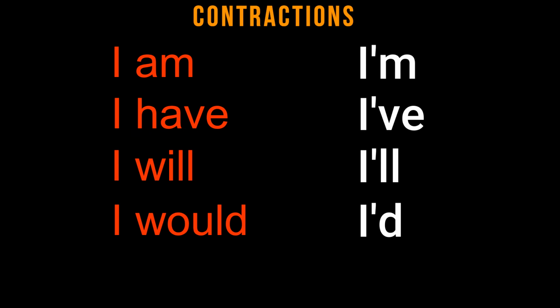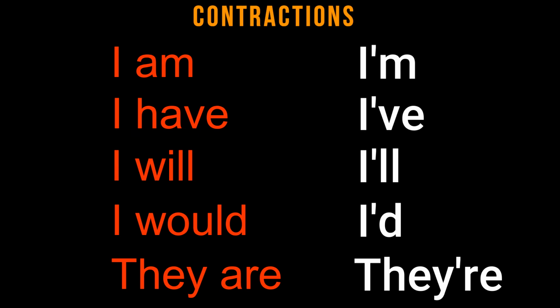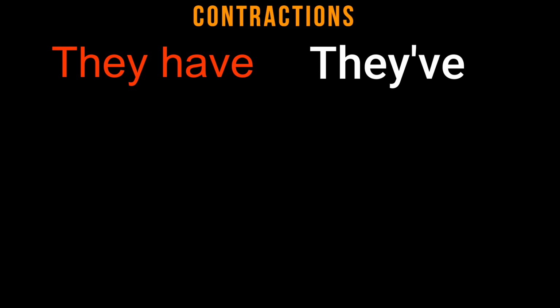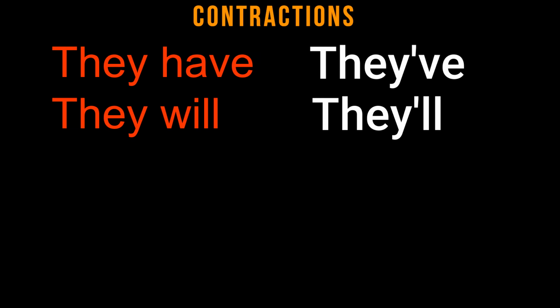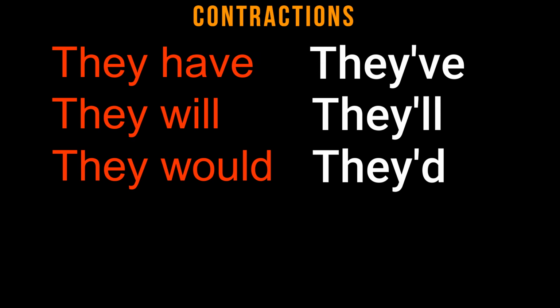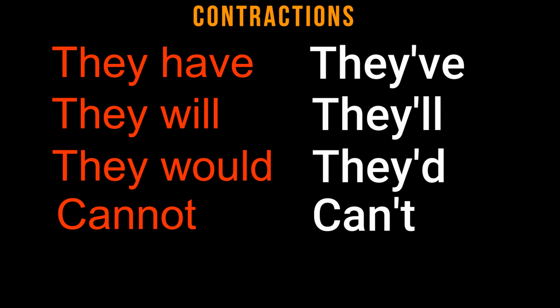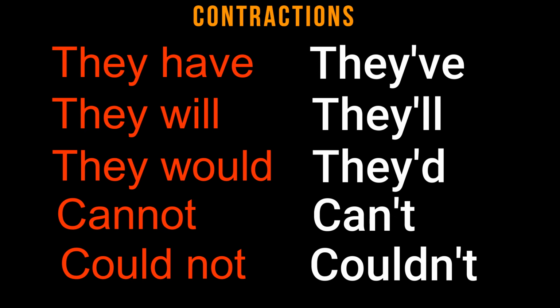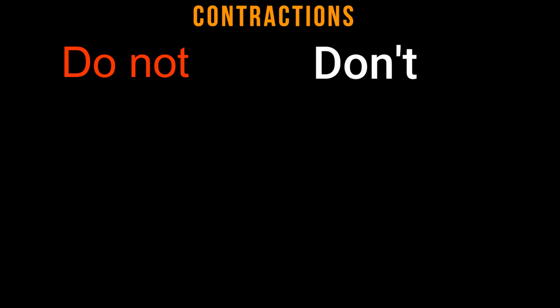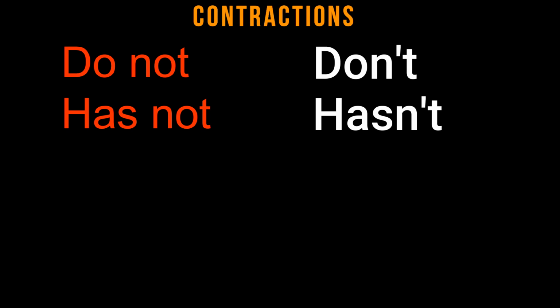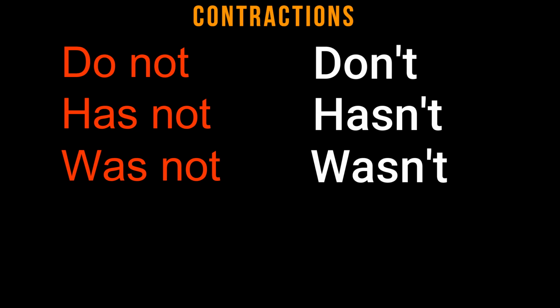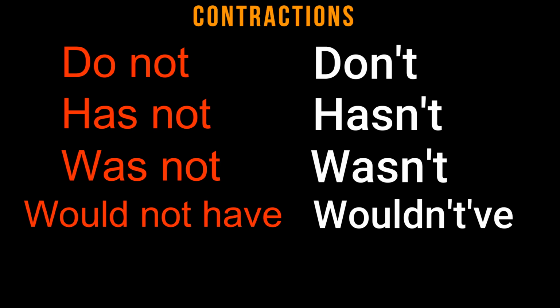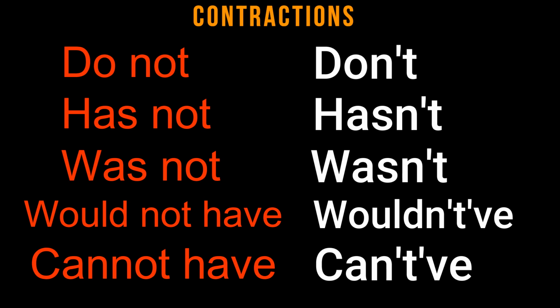I have becomes I've. I will becomes I'll. I would, I'd. They are becomes they're. They have, they've. They will, they'll. They would, they'd. Cannot, can't. Could not, couldn't. Do not, don't. Has not, hasn't. Was not, wasn't. Would not have, wouldn't have. Cannot have, can't have. Phew.